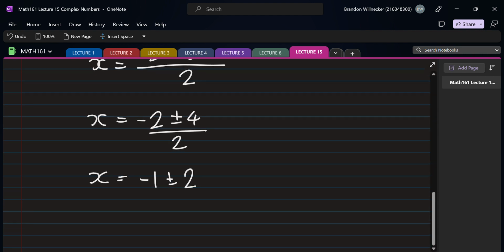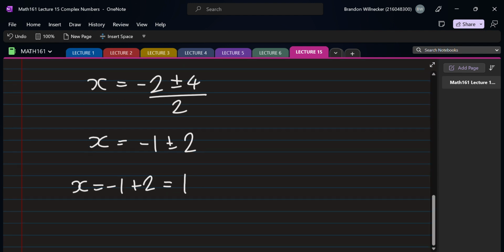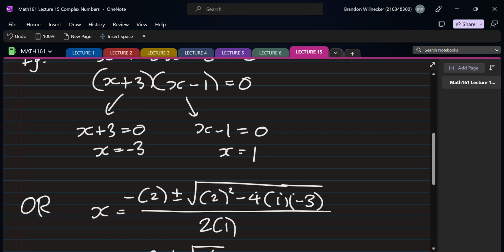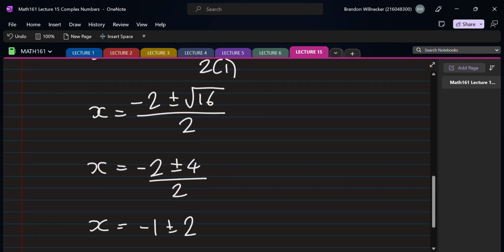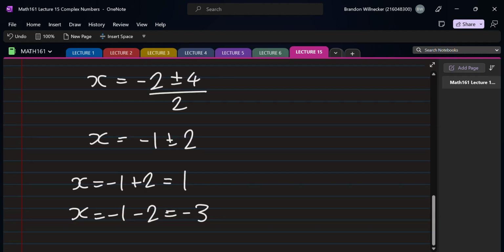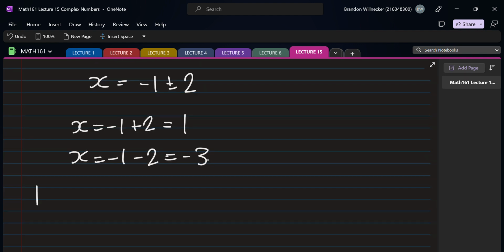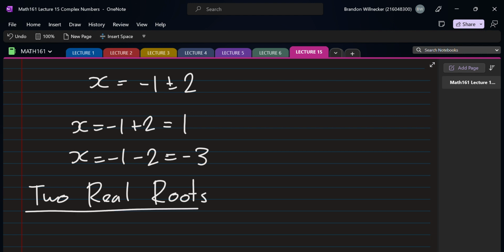Depending on if we take the plus or the minus, we get our two solutions. So let's take the plus. Minus 1 plus 2, that will be 1. If we take the minus, we get minus 1 minus 2, that will be minus 3. Those are the same roots that we had before, minus 3 and 1. So we can either factor, or we can find the roots using the quadratic formula. And in this case, we got two real roots. Now, this might not always happen.